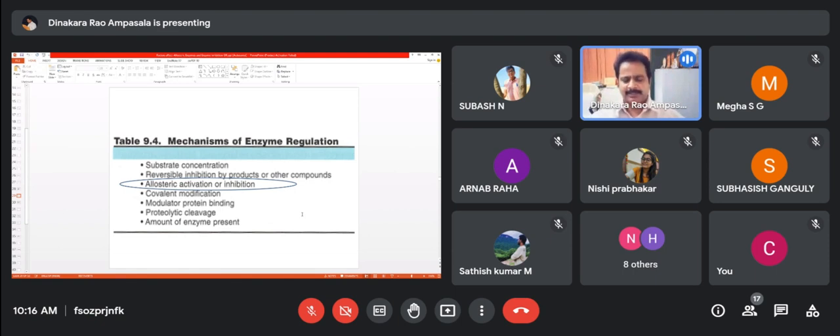So activation: if a molecule binds to another binding site, that leads to more activation of the reaction. You will see a much faster reaction product. That is called allosteric activation. If a molecule binds and leads to changes in the active binding site, that leads to a decrease in activity. So you will see less reaction product or no reaction product, and we call that allosteric inhibition.